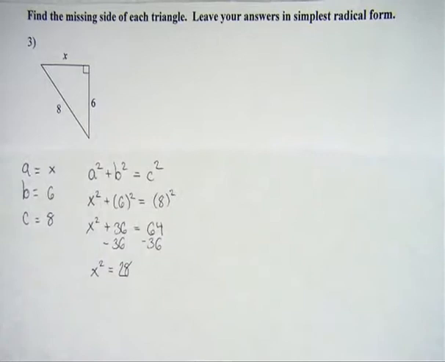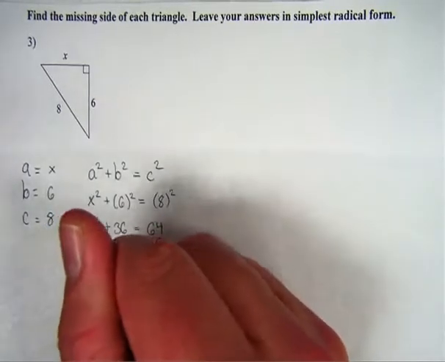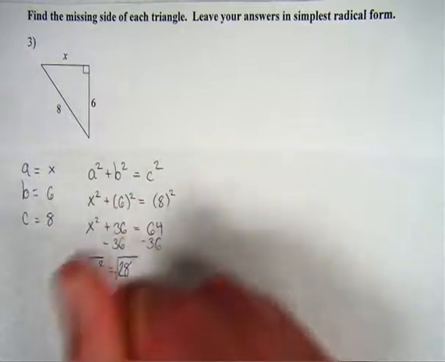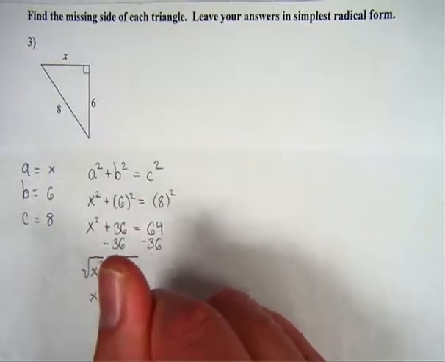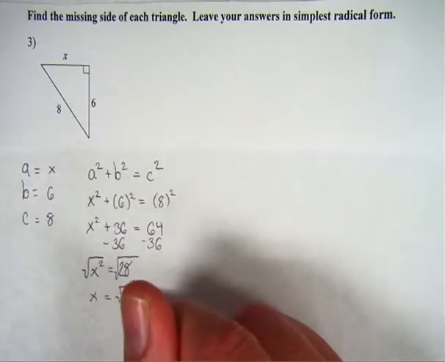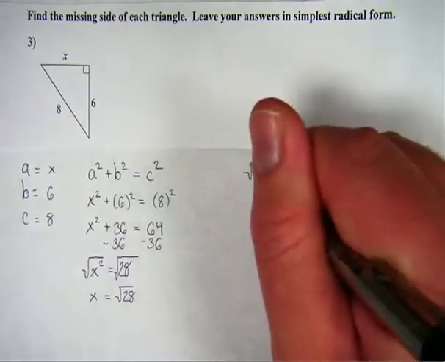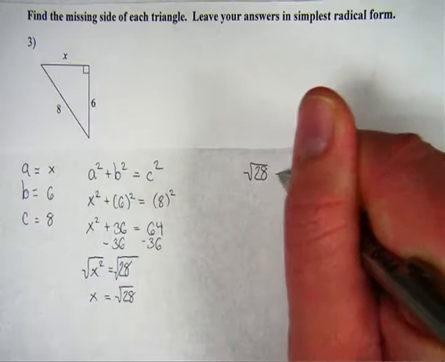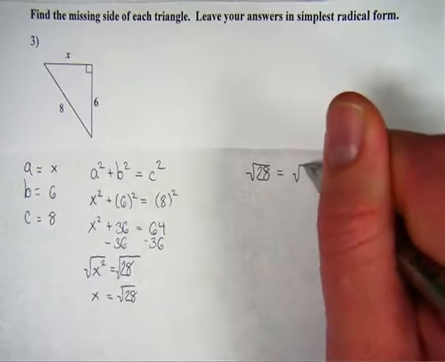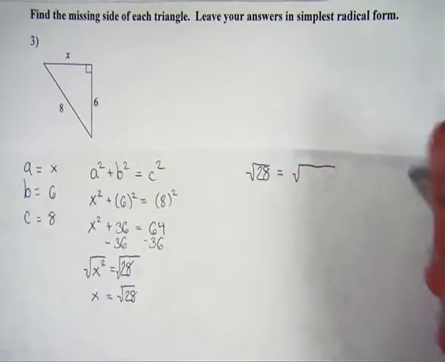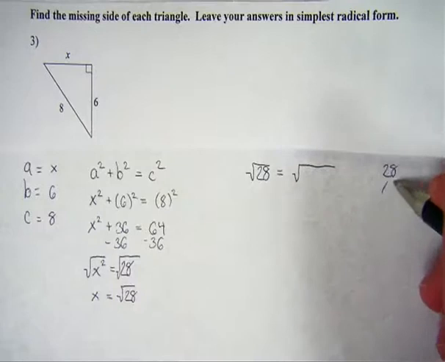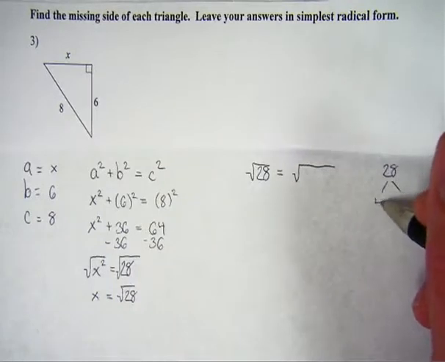And so now, since I want my answers in simplest radical form, when I take the square root of this, I need to simplify the square root of 28, which is exactly what we did in our last objective. So if I take the square root of 28, I need to get the prime factorization of that. So I can come over here and do a quick factor tree. 28 is going to be 4 times 7.